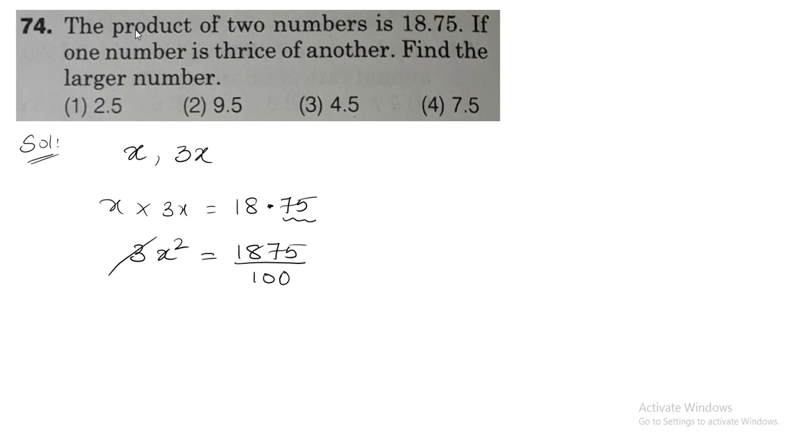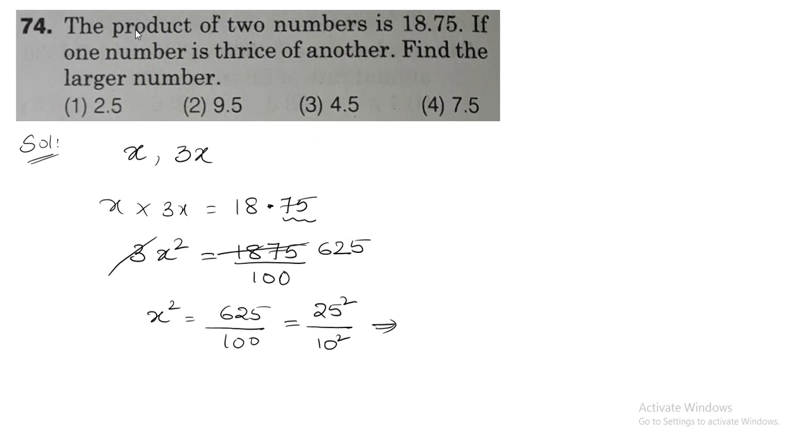Next, in the 3 table I can cancel out the numerator. 3 6s are 18. Next 3 2s are 6, so 15 is left. 3 5s are 15. Now x square is equal to 625 divided by 100. Now 625 I can write as 25 square, and 100 as 10 square.